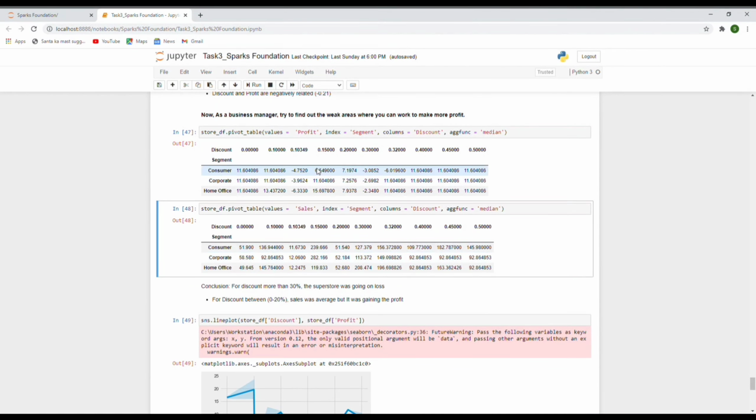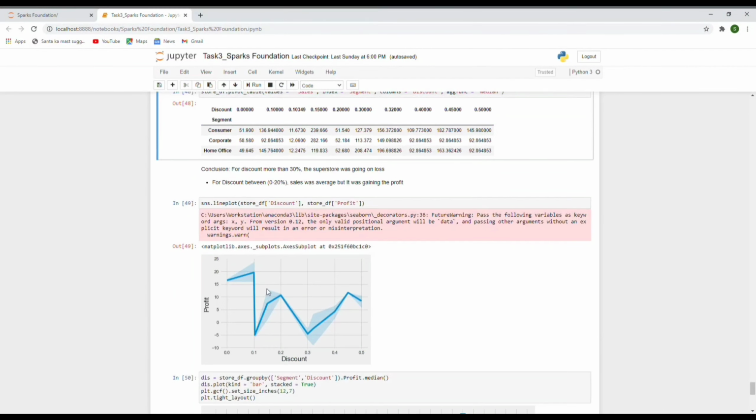So by analyzing these pivot tables, we can conclude that at more than 30% of discount, the superstore was going on loss, and for a discount between 0 to 20%, the sales were average, but it was gaining the profit, right? And also using the line plot, we can observe that when discount is less than 30% on items, the sales were going on profit, right? And when the discount is more than 30% on items, the superstore is experiencing a high loss.